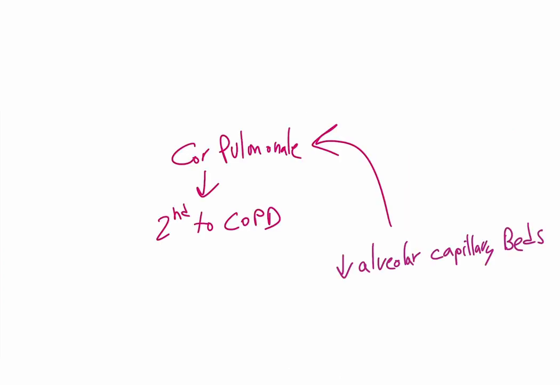Let's spin the block one time to make sure that we drive this home. With decreased alveolar capillary beds, this patient has cor pulmonale. This is secondary to COPD, and that's the correct pathophysiological mechanism here.